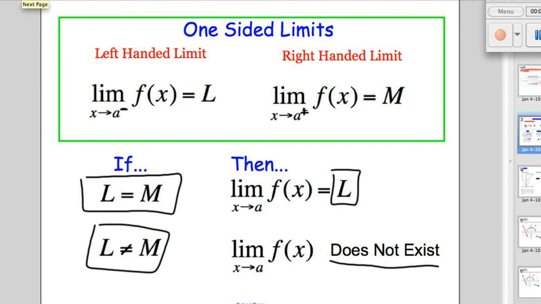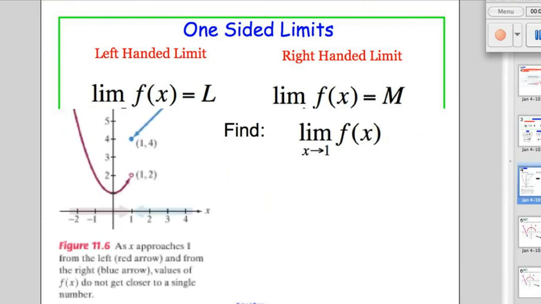Some of you asked me about that in class today because you thought of the movie Mean Girls. The limit does not exist if the limit from both directions does not, in fact, equal one another. So you're going to see an example of that in just a moment.